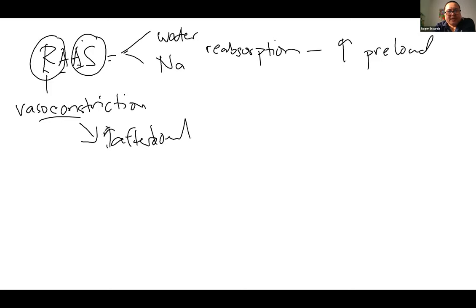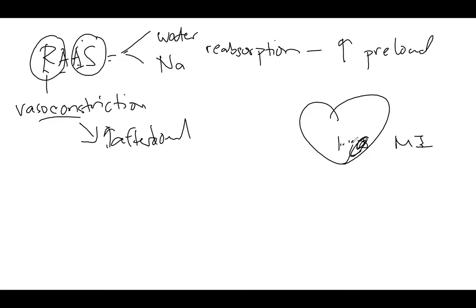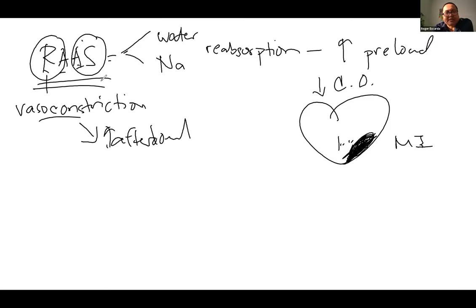All right. Now the problem comes if the patient is in heart failure. So let's say the patient suffered a heart attack, an MI. Is this heart still strong? Let's say you had a left ventricular infarct right here. Patient suffered a massive heart attack. So what happens to cardiac output? It drops because the left ventricle can no longer pump effectively. Now cardiac output drops. Will RAS be stimulated or activated? Yes.